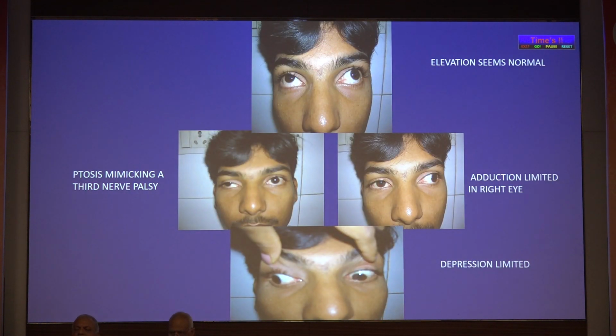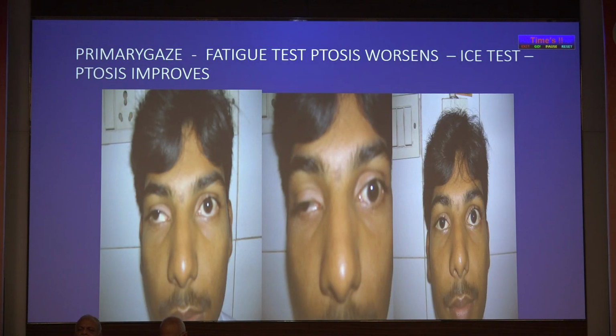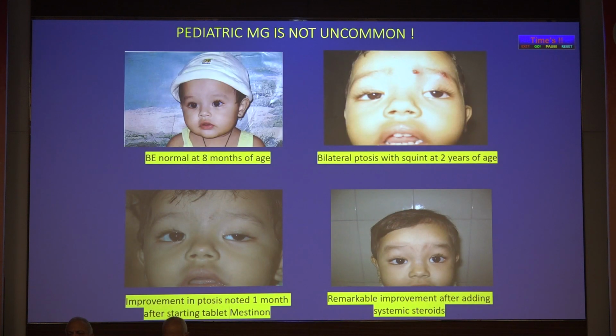This next case is again a ptosis mimicking a third nerve palsy, with adduction limited in the right eye, depression limited, elevation limited. But on a simple test like the fatigue test, the ptosis worsened, and on doing the ice test, it improved. Pediatric myasthenia gravis is not uncommon, presented at 8 months, bilateral ptosis, improvement noticed in the ptosis after starting the Mestinon, and remarkable improvement after adding the steroids. Pediatric myasthenia gravis, the only thing that you need to remember is don't forget the amblyopia.